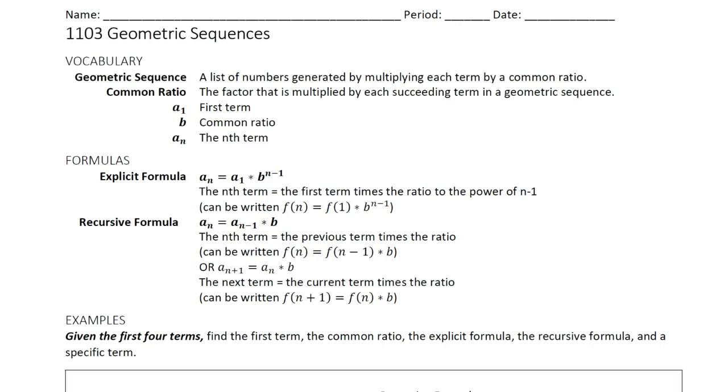Either one is correct. A sub n means the nth term in the sequence, so a sub 6 would be the sixth term. We are going to learn two formulas for finding the nth term of a sequence. The first is the explicit formula. In this one, it's a sub n equals the first term times the ratio to the power of 1 less than n. The second formula is the recursive formula. This one is a sub n equals the previous term times the ratio.